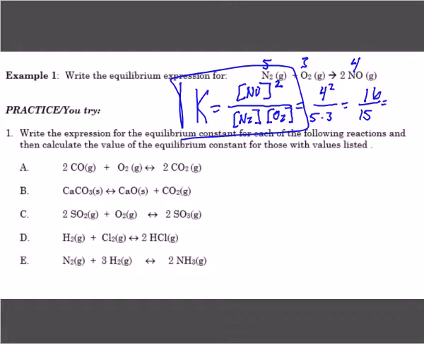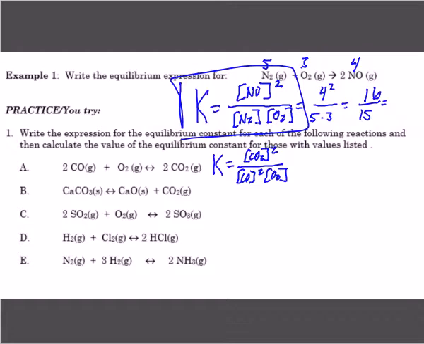Letter A, guys, are all of those going to be included in our K expression? Absolutely. So K equals the concentration of CO2 squared divided by carbon monoxide squared times oxygen concentration. All right, that's what you should have for the first one.